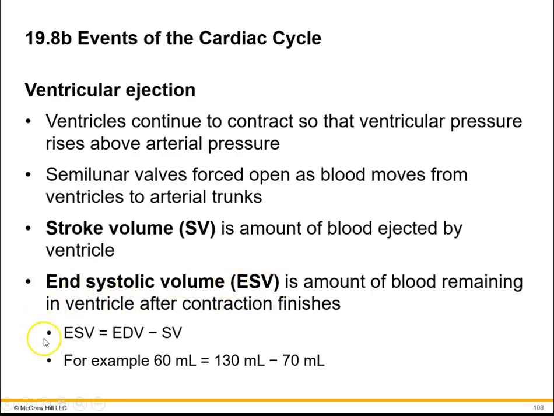Now, how do you calculate the end systolic volume? Well, it's going to be the end diastolic volume, right? The volume after the ventricles are done filling, minus whatever the ventricles ejected, that is the stroke volume. So end diastolic volume minus stroke volume will get you end systolic volume.